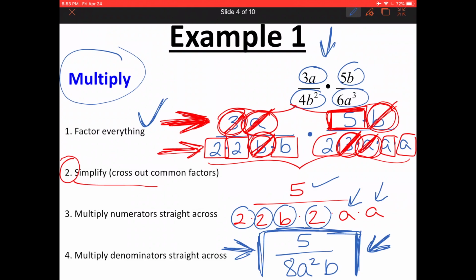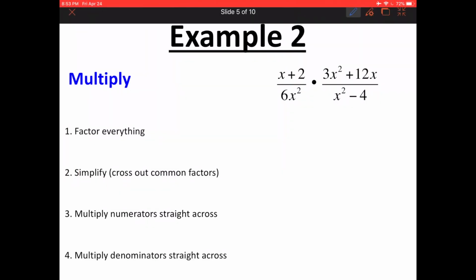All right, hopefully that wasn't too bad. Let's go to our second one. This looks a little bit longer, but again, hopefully you'll see it's not too bad. So step 1 is to factor everything. So here in my numerator, there's nothing to factor. X plus 2 is already factored, so I'm just going to write it x plus 2.